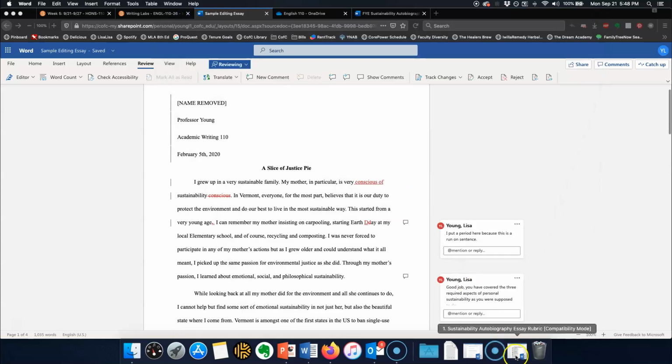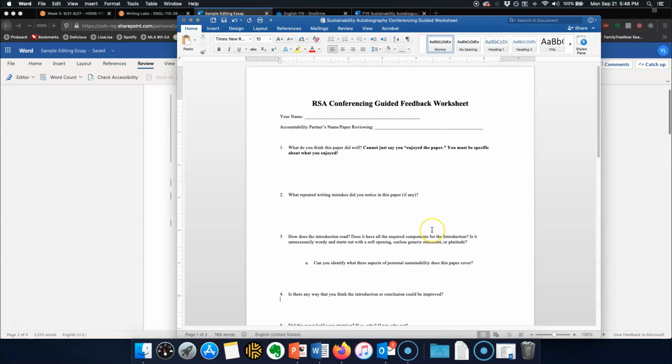The next thing you're going to do, the third thing that you have to do for your peer review, is a conferencing guided worksheet. Actually, this isn't RSA. This is just a conferencing guided worksheet. The RSA comes later. What I want you to do is answer this question: what do you think this paper did well? And you cannot just say that you enjoy the paper.